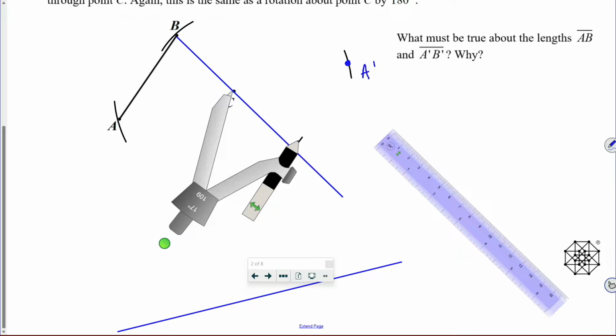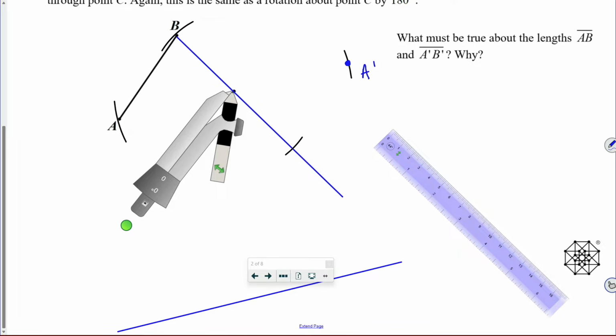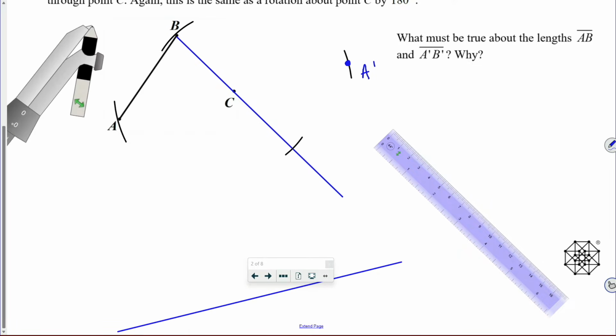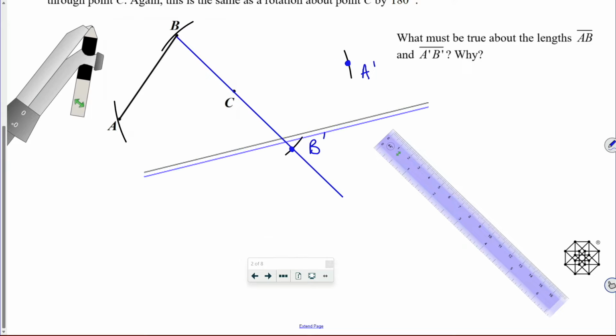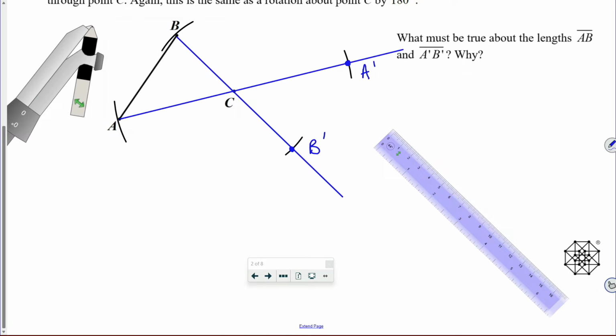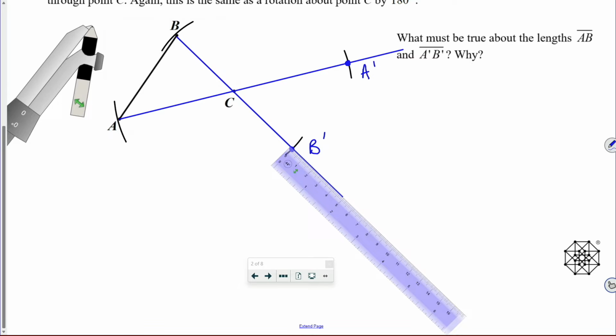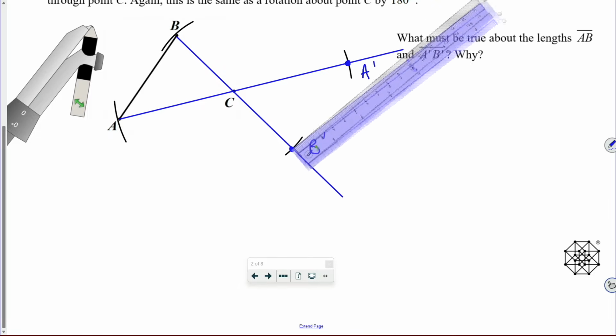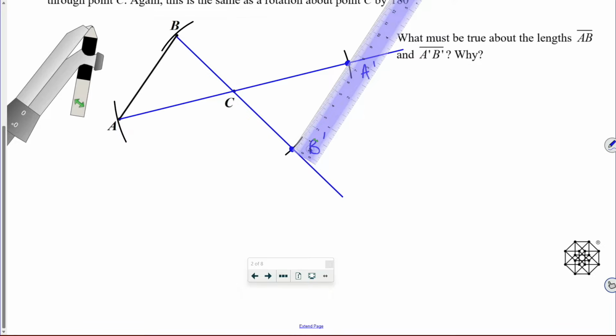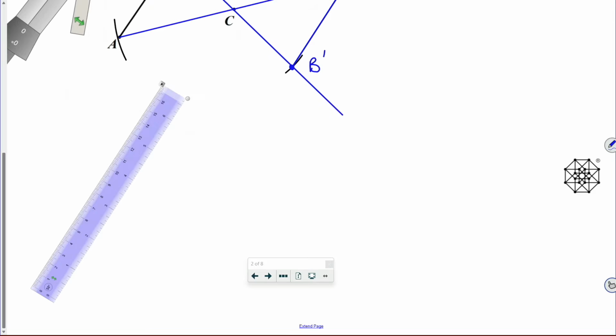There it is. All right, and then we'll get rid of our compass. Where'd that thing go? And here is B prime. There we go. And that should be the final picture. I now want to draw in segment A prime, B prime. Just segment A prime, B prime, not line A prime, B prime. Just the segment, and there it is.